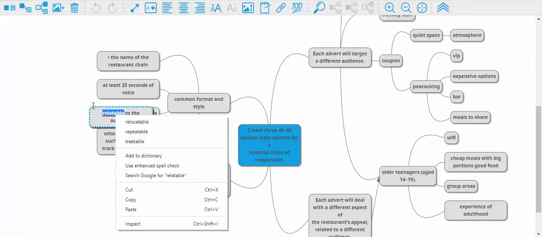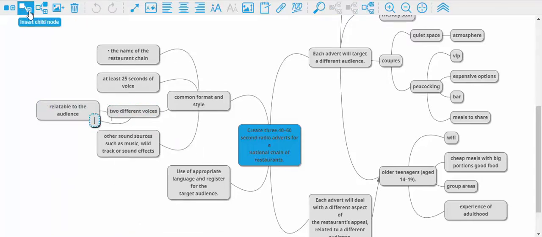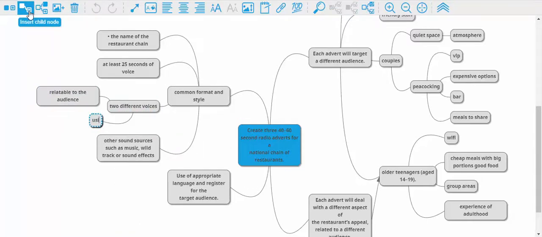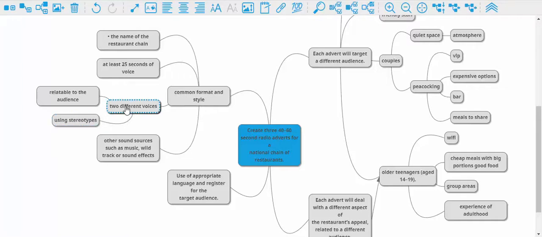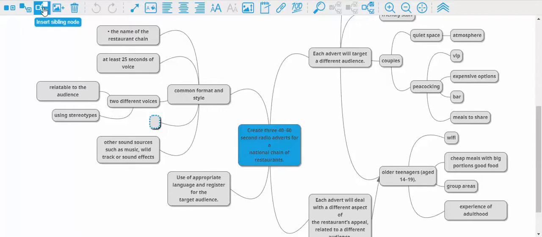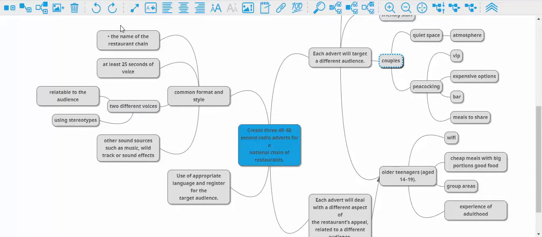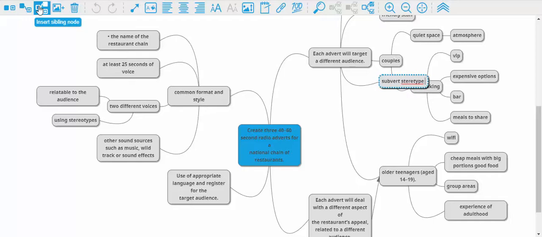And how are you going to do that? By basically using stereotypes. However, there is an opportunity there to subvert some of the stereotypes. For example, for couples, let's just click on here. I could subvert the stereotype of a couple.